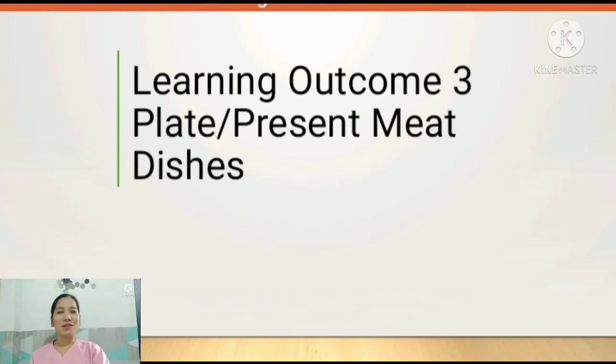Another video. So in this video lesson, I am going to discuss with you learning outcome number 3, plate and present meat dishes. Along with this are the most essential learning competencies. First, present meat dishes aesthetically based on classical and cultural standards. Second, select suitable plate according to standards in serving meat dishes. And the last one is present meat dishes hygienically and sequentially within the required time frame.